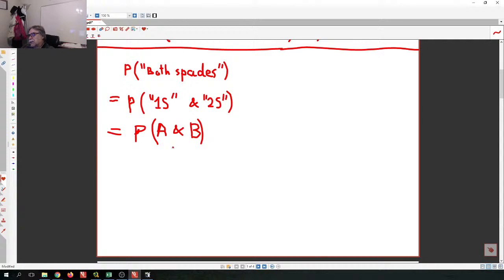But property number 6 says two events are either independent or dependent. But these are dependent events. Because if you take the first spade out of the deck of cards, the chance of getting the first spade is 1 out of 4. Because there are 13 out of 52 cards that are spades. So it's 1 out of 4. Every fourth card is a spade.